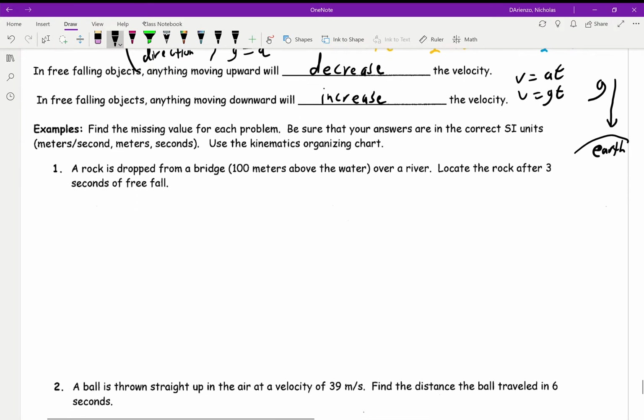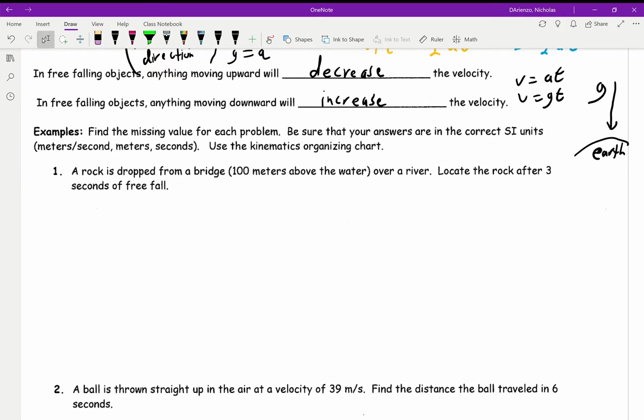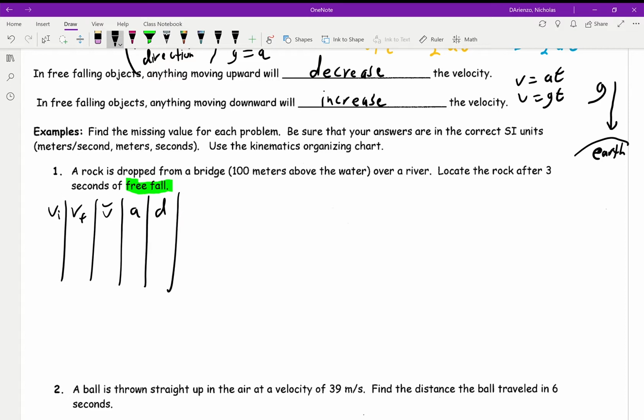So let's look at an example here of an object free falling from a ledge. And this usually tells you somewhere in the problem that it is a free fall problem. So I'm going to set up our table here. Make sure you're doing the same. Acceleration. Hopefully you start to see that this is a rather valuable tool to use.